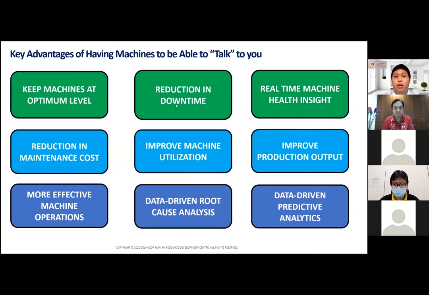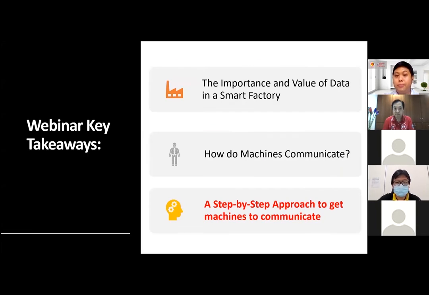So when you have the right data storytelling in your current manufacturing production system, and get your machines to talk to you, you are able to have many advantages already. Improving machine utilization, reduction in maintenance costs, reduction in downtime, and many others. There are many key advantages of getting machines to talk to you, and therefore you are able to drive better productivity and efficiency in your manufacturing operations.